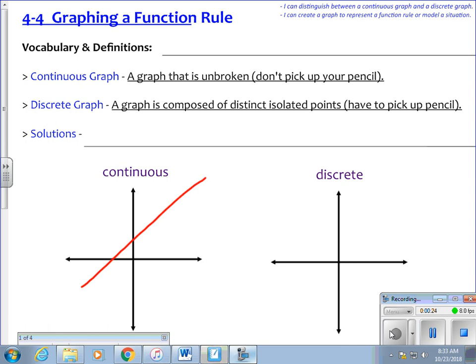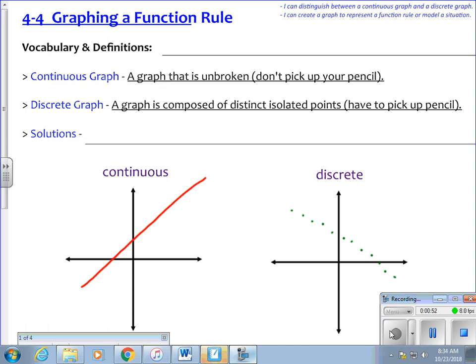A discrete graph is a graph composed of discrete isolated points. You have to pick up the pencil. For example, a discrete graph would be used for something that you can't have parts of. So for example, how many shirts do you sell? You don't sell half a shirt. You don't sell 3/4 of a shirt. You sell individual shirts. So that would have to be discrete items, not a continuum.